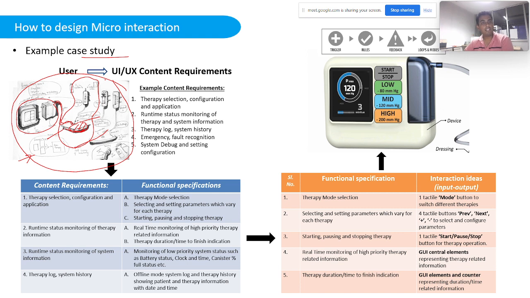So you need to detail these things out, okay, for further analysis. Based on this particular idea, what I have generated is a list of requirements which are required for user interaction or user experience. So this particular device has these requirements: therapy selection, configuration, application. That means this device should be able to select a particular therapy. That means the concept of mode comes here.